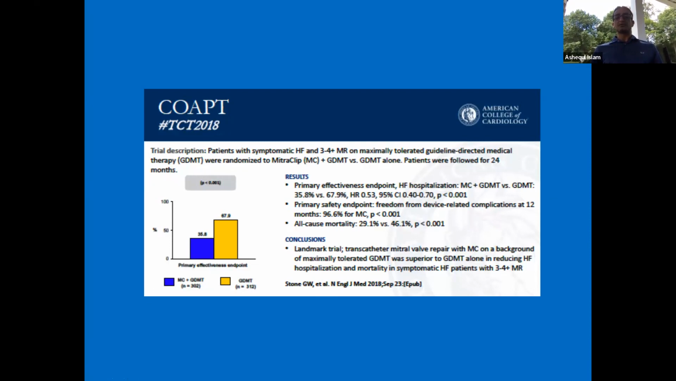Patients were followed for 2 years. 40% versus 68%. The hazard ratio showed almost a 50% reduction. The primary safety endpoint, device-related complications at 12 months, was almost 97%. Again, that was a safety endpoint. And all-cause mortality was significantly reduced, from about 29% versus 46% in the medical therapy arm.